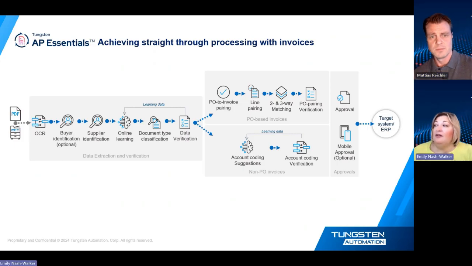Excellent. And tell me a little bit about how you recommend we handle non-PO invoices. I know that there's a lot of conversation around maybe routing it for approval. Do you think that the data that is on the invoice, we can actually do some type of straight-through processing in AP Essentials for my non-PO invoices?